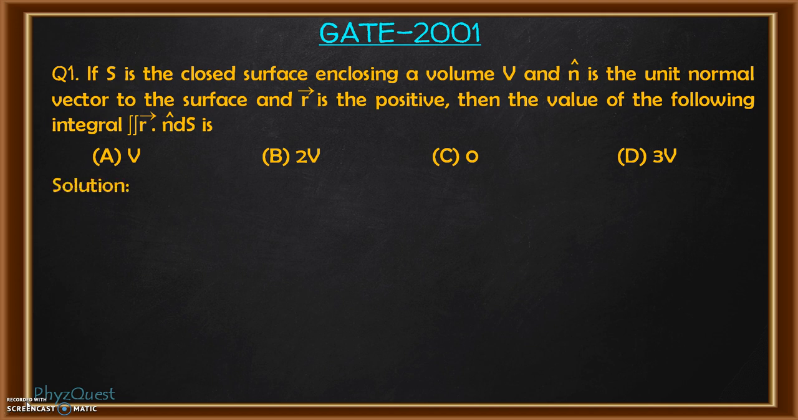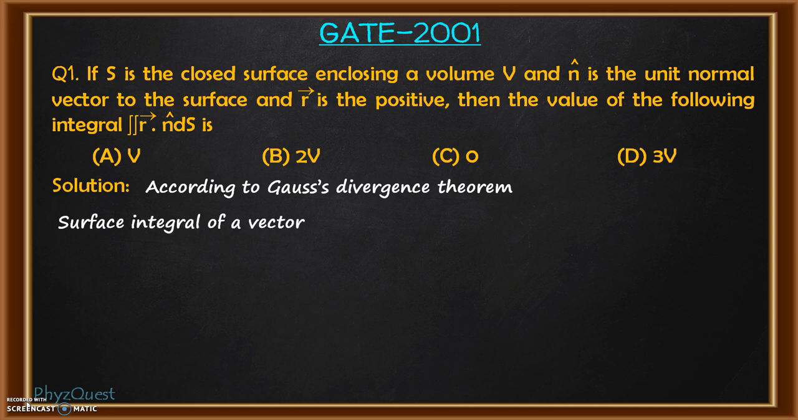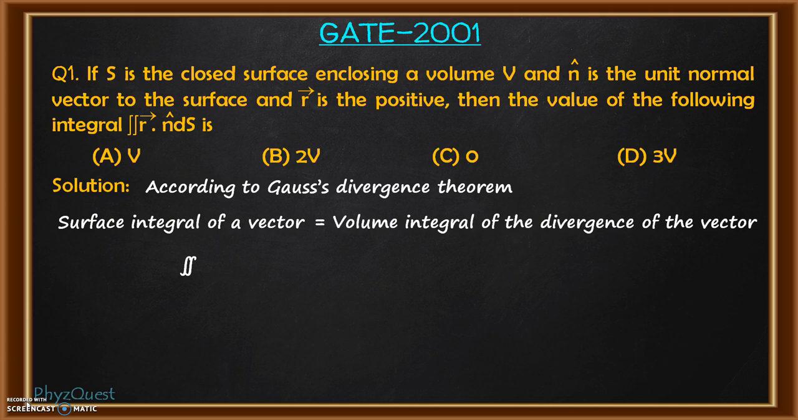So let's get started. If you look at the question carefully, this question is actually based on the Gauss divergence theorem. As per the Gauss divergence theorem, the surface integral of a vector is equal to the volume integral of the divergence of the vector. The given integral is the surface integral of r dot n cap dS. As per the Gauss divergence theorem, this is the same as the volume integral of the divergence of the vector, that is the volume integral of del dot r dV.